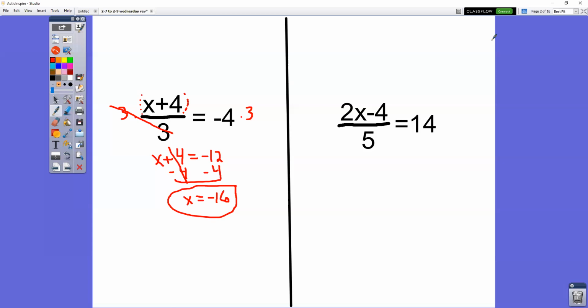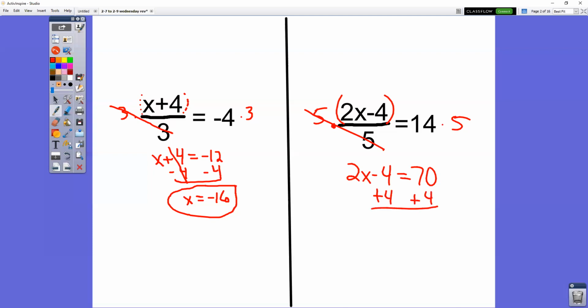So in this question, you want to get rid of the divided by 5 first by doing times 5 and times 5, because there is really an invisible set of parentheses around that 2x minus 4. So those cancel out. Bring down your 2x minus 4, bring down your equal sign. 14 times 5 is 70. Now it's just a two-step equation, plus 4 to try and get that 2x all by itself. 70 plus 4 is 74. Divide by 2, divide by 2. 74 divided by 2 gives you 37. So you will definitely have one like that on your quiz on Friday.